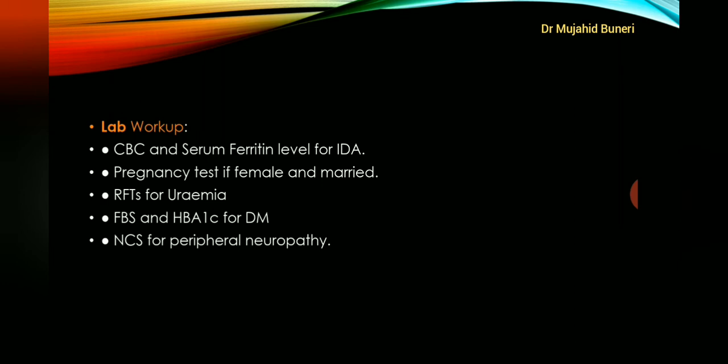The third important investigation which you will do is renal function test, and it is done for uremia. Fourth one is random blood sugar for non-diabetic patients and HbA1c for diabetic patients to see whether it is controlled or not. The fifth one and the last one is nerve conduction study for peripheral neuropathy.